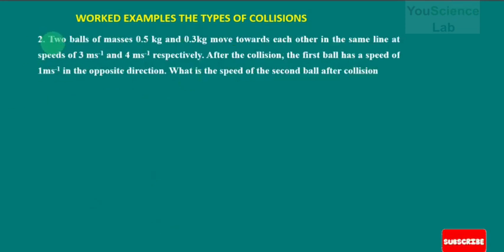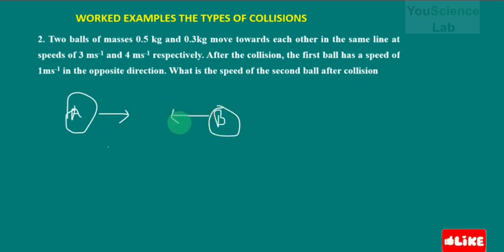Question 2. Two balls of masses 0.5 kilogram and 0.3 kilogram move towards each other in the same line at a speed of 3 meters per second and 4 meters per second respectively. After the collision, the first ball has a speed of 1 meter per second in the opposite direction. What is the speed of the second ball after collision? Now, consider the first ball, A, moving in the right direction and the other ball, B, moving in the opposite direction.